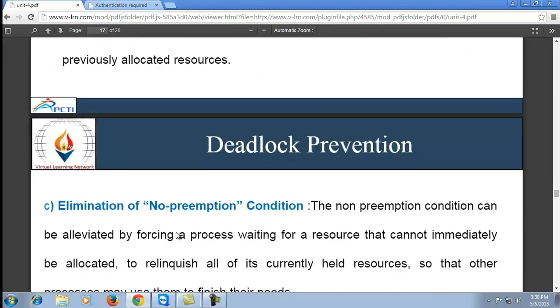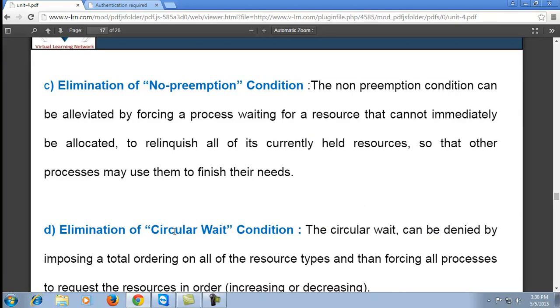Now the next condition is elimination of the no preemption condition. The no preemption condition can be eliminated by forcing a process waiting for a resource that cannot immediately be allocated to relinquish all of its currently held resources, so that other processes may use them to finish their needs, and that is allocated to another one.